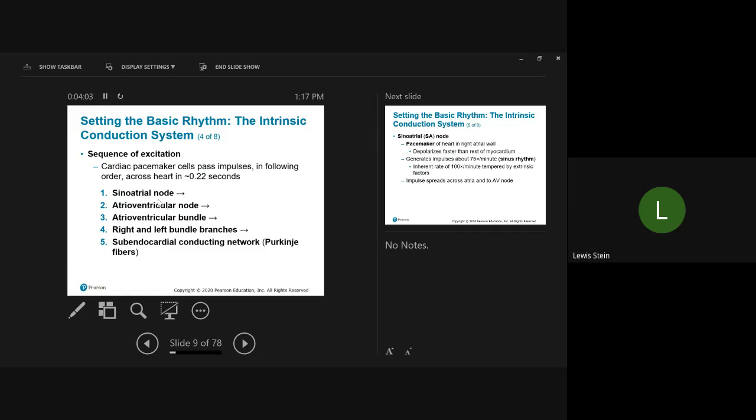So there are the structures that are part of this network: the SA node or pacemaker, the AV node, the AV bundle, which is the only electrical connection between atria and ventricles, the bundle branches as that bundle divides going to the right and left, and then finally what we used to call the Purkinjes, these fibers that are at the tip or the apex of the heart and go up and around in all directions. So the heart is basically a toothpaste tube, squeezing from the bottom up.